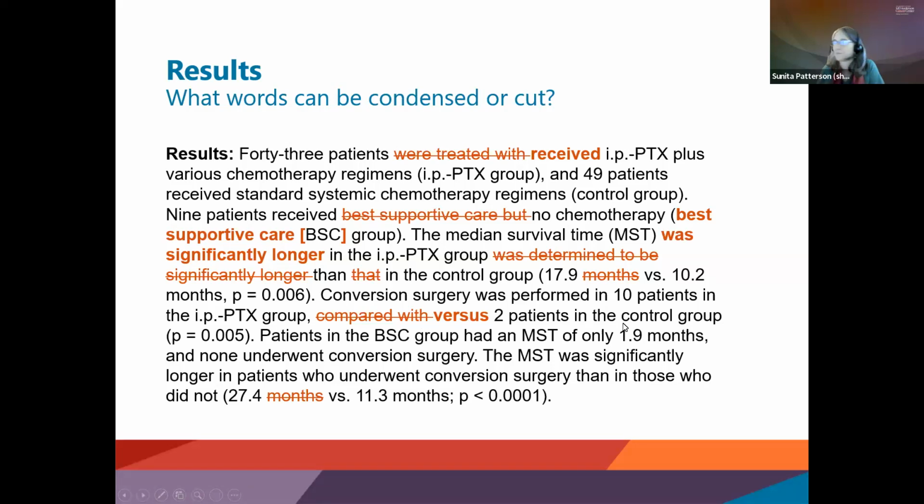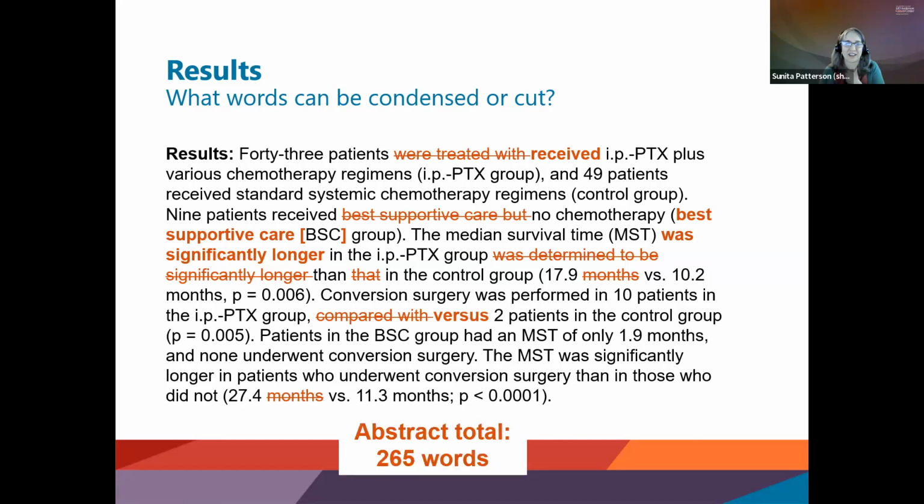Sorry, I just realized I'm probably doing my cursor on the wrong screen. Yeah. So those changes got us down to 265 words.